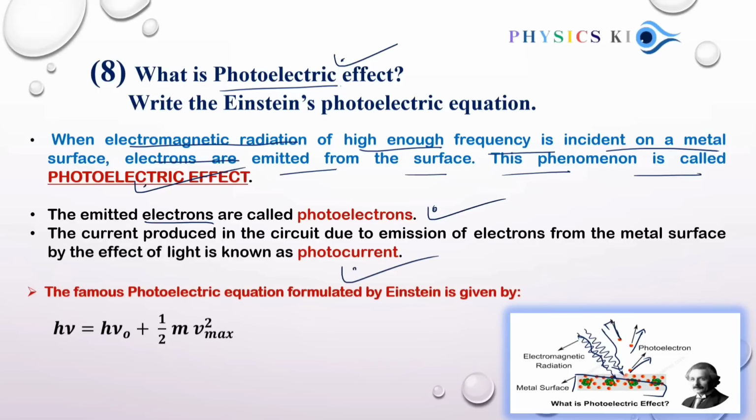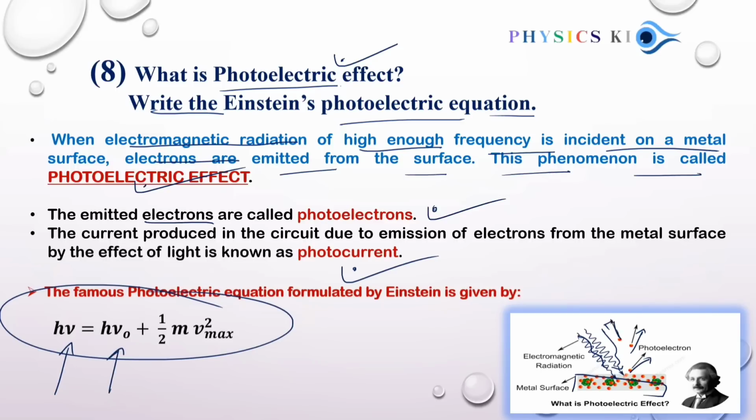Whatever emitted electrons we get, that name is photoelectron, and that current name is photocurrent. And in the question they are asking, write the Einstein photoelectric equation. So this is the Einstein photoelectric equation: h nu is equal to h nu 0 plus 1 half m v square. This is the phi work function. H nu 0 is the required thing. So this is the formula for the Einstein photoelectric equation. The minimum required energy is phi.